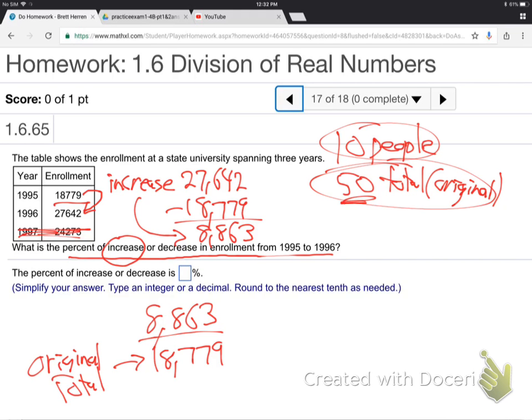You got to divide that in a calculator and get a decimal. That's how you do a percentage increase. It's always the number of people over the original total, because it went up by 8,000 whatever out of 18,000 originally.